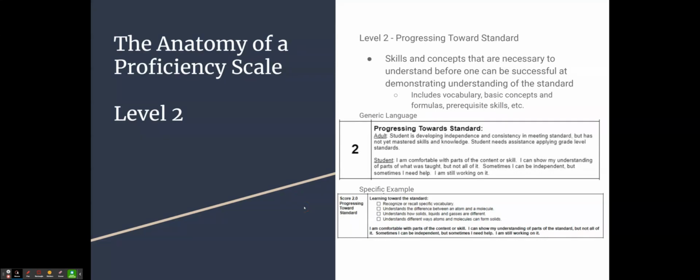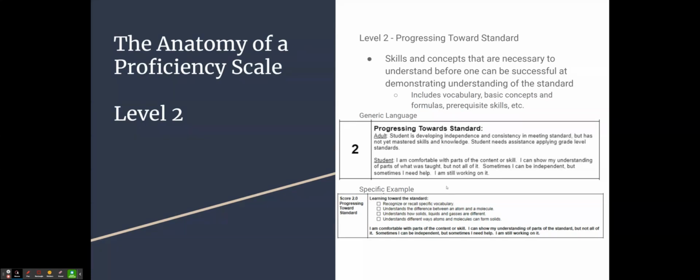So that brings us to level 2, progressing towards standard. Now, these are specific skills and concepts that are necessary for a student to understand, to be able to grasp the level 3 part of the proficiency scale or the standard. And so again, what does this mean? I'm comfortable with parts of the content or skill. I can show my understanding of parts of what was taught, but maybe not all of it. Sometimes I'm independent. Sometimes I need help. I'm still working on it.